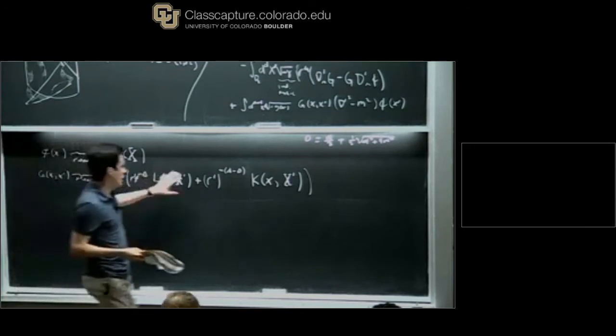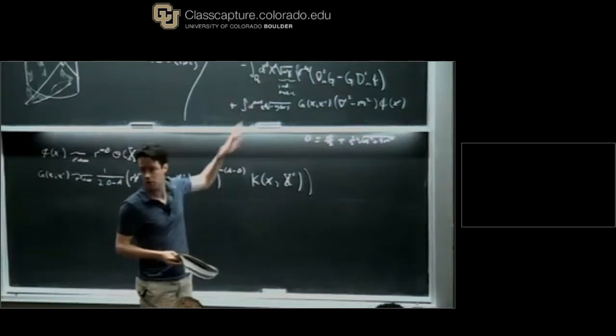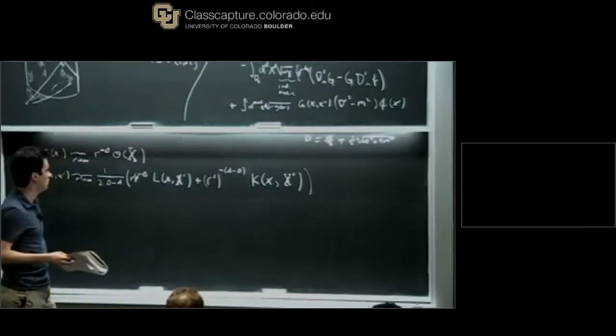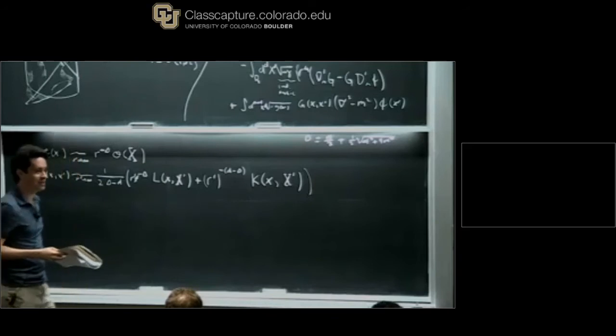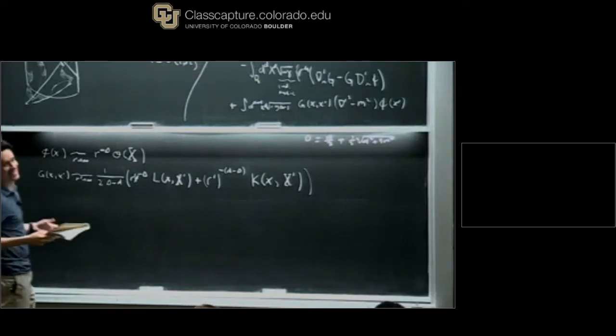And then what this L and what this K are will be determined by the actual choice of the space-like Green's function. Yeah. It is. You'll see in a moment. Yeah, it's not an accident. You're so impatient.